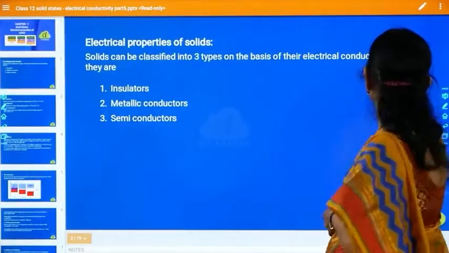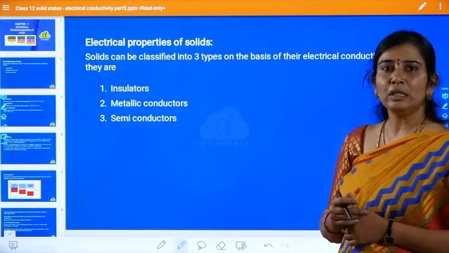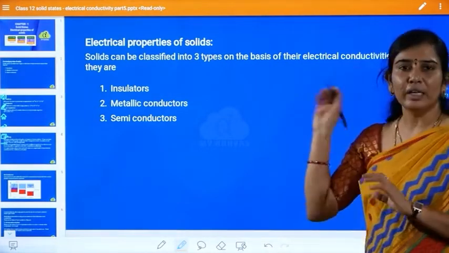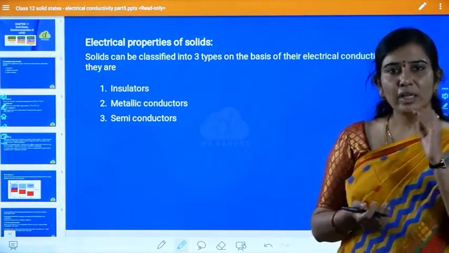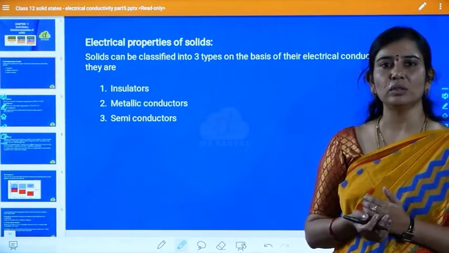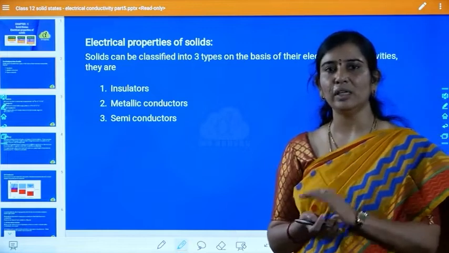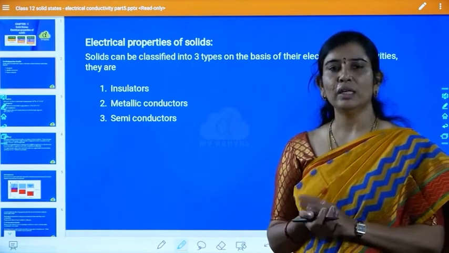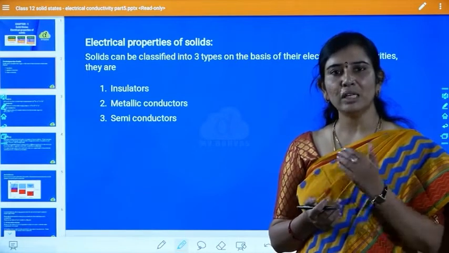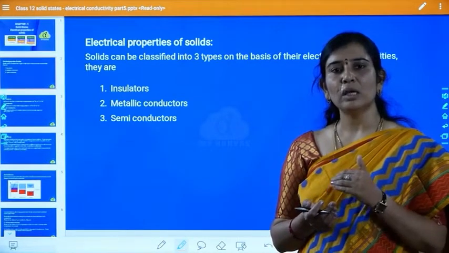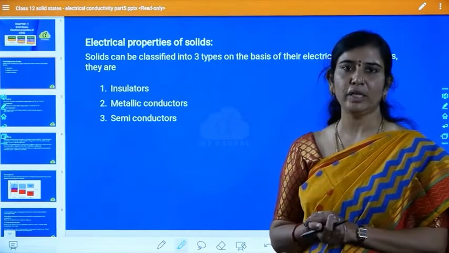Now I'm going to take this discussion mainly based on their electrical conductivity. What do you mean by conductance? If any substance allows either electrons or ions to flow through it easily, that we call a conductor. You know very well, right? So conductivity means the ease with which it allows current or electrons to flow through it. That we call conductivity.